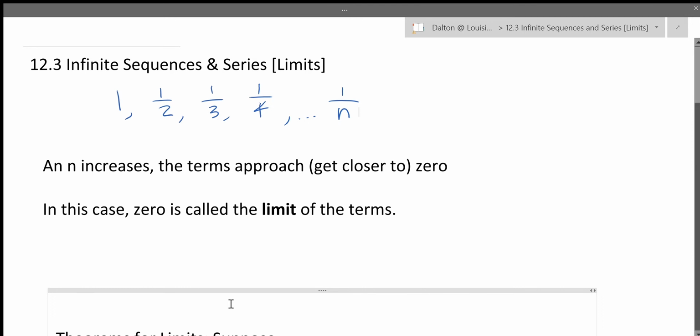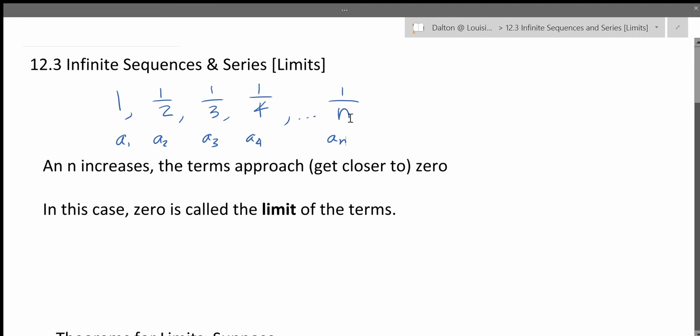So like this would be a sub 1. This is your first term. This is your second term. This is your third term. This is your fourth term. And this is your nth term, which, even though it looks like it ends, is going to continue on forever, because if I tell you that n is getting closer to infinity, then it's never going to end.